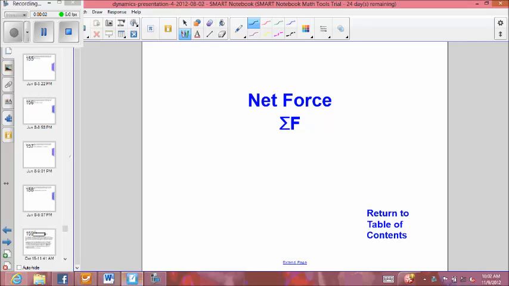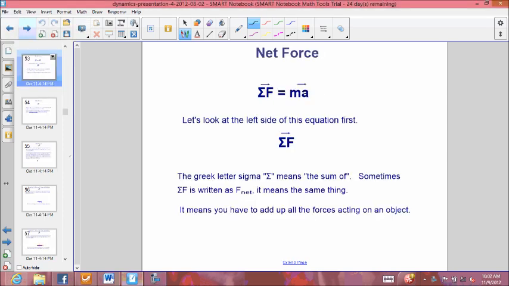Our next section now is net force, or sigma F. Sigma F, as we know, equals MA. So now let's look at the left side. The sigma F, as I said before, is the sum of, and it's sometimes written as F net. It just means all of the forces added together.